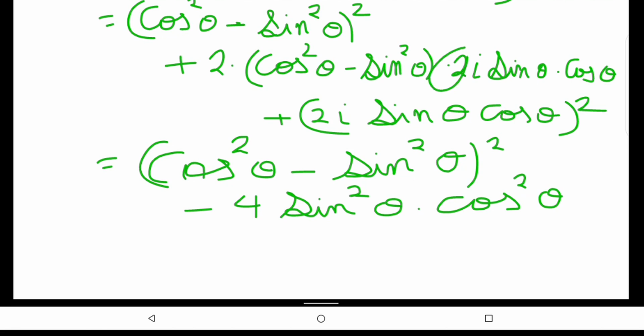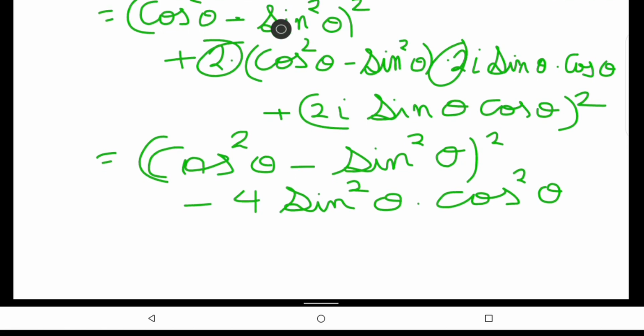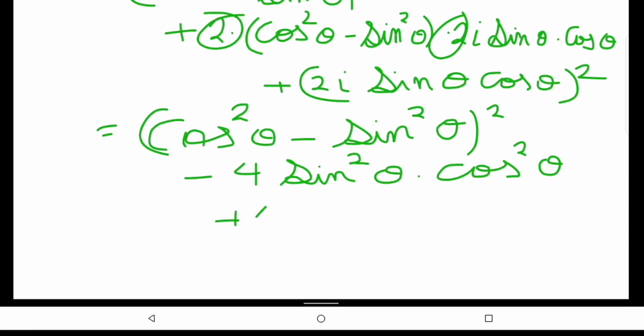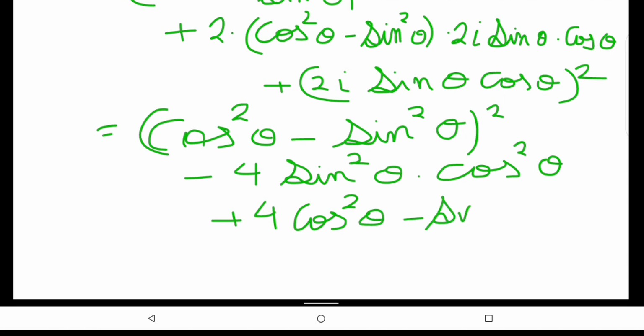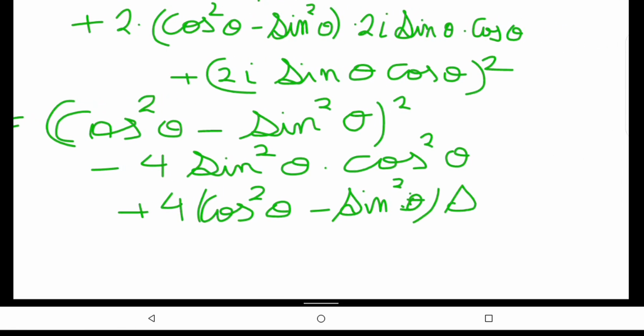And then 2 into 2 is 4. The imaginary part consists of plus 4 times (cos square theta minus sin square theta) into sin theta into cos theta.